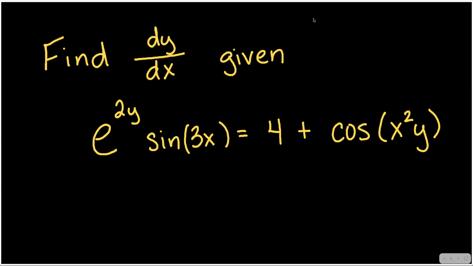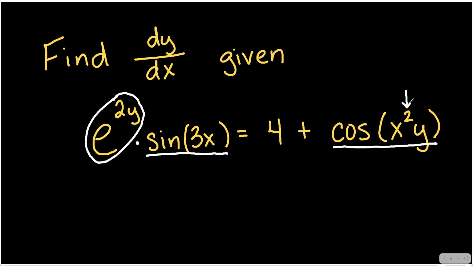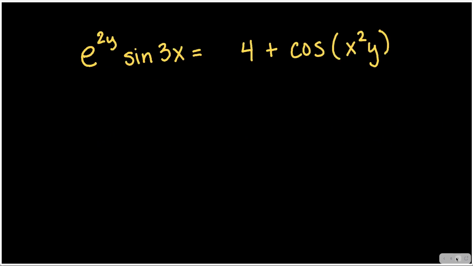Okay, in this problem, we're being asked to find dy/dx given e raised to the 2y times sine of 3x equals 4 plus cosine of x squared y. So we're going to have a lot of things going on within this problem. We have e raised to a power, so we have an exponential rule, we have a trig function, we have a product rule, and on this side, we have again another trig function. And buried within that is also a product rule. So a lot of different things going on within this problem. So let's see if we can take this one step at a time.